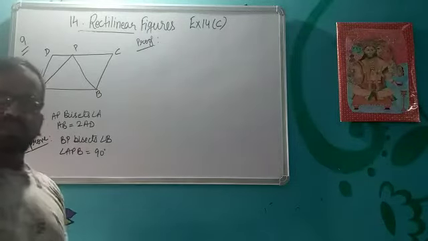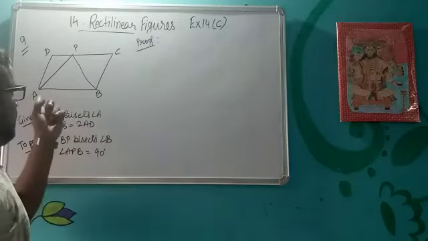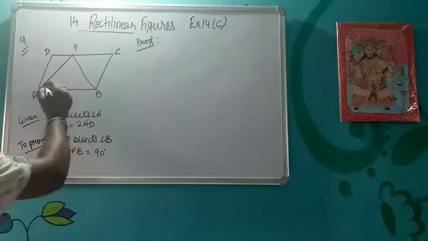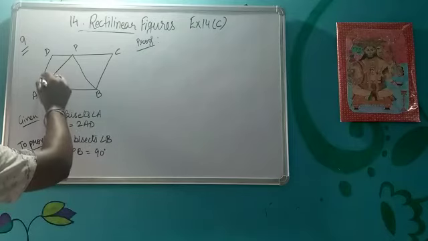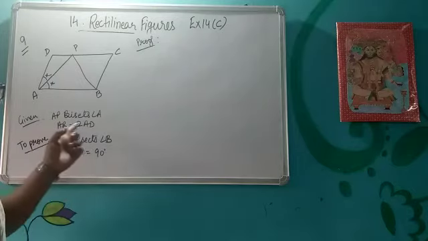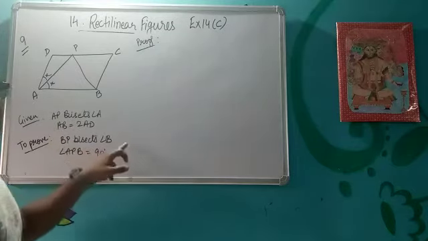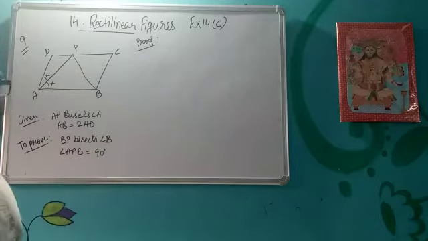Okay, in question number 9, it is given that ABCD is a parallelogram. Then AP bisects angle A. That means if this angle is X, this angle is also X. And AB is equal to twice AD. Then we have to prove BP bisects angle B and angle APB is equal to 90 degrees.